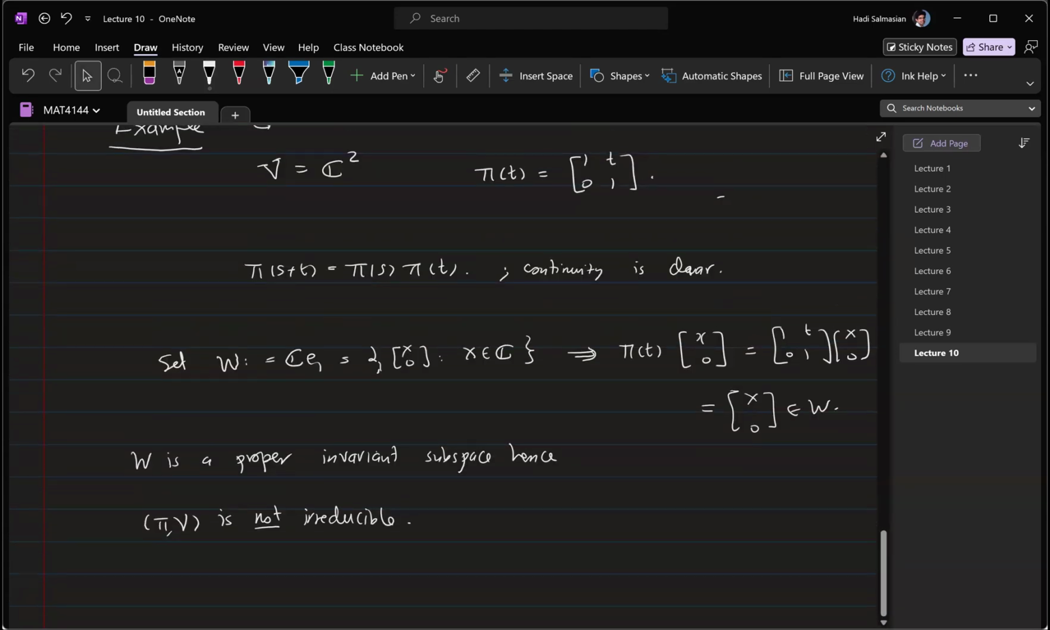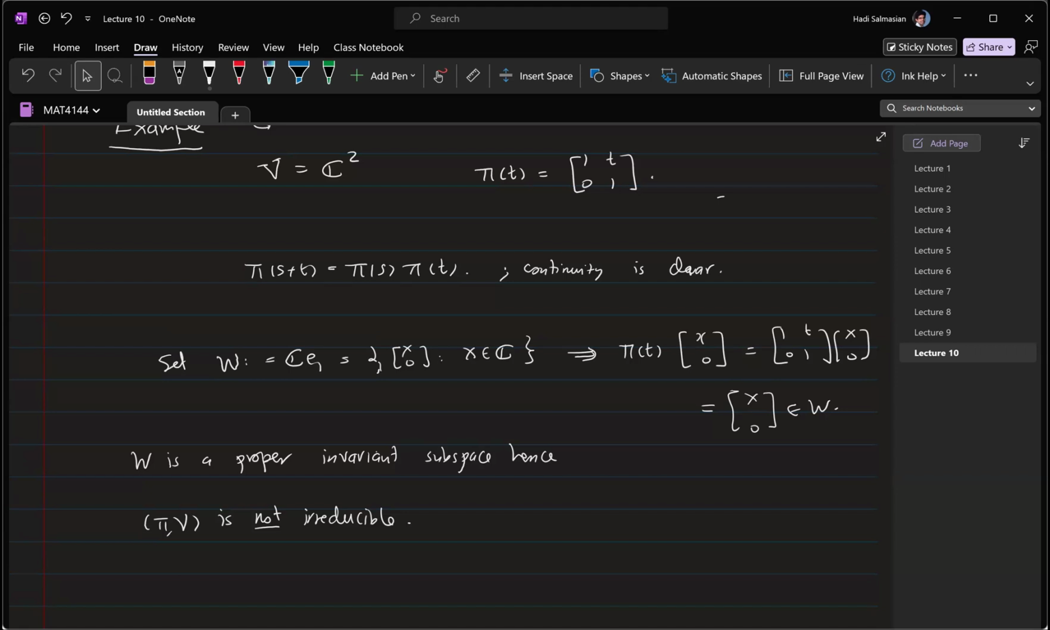Any questions? Are there any other invariant subspaces? Any suggestions? Any proof of this fact? Can you prove that there are no other invariant subspaces? If you have a non-zero in the second coordinate, maybe you can do something like that.